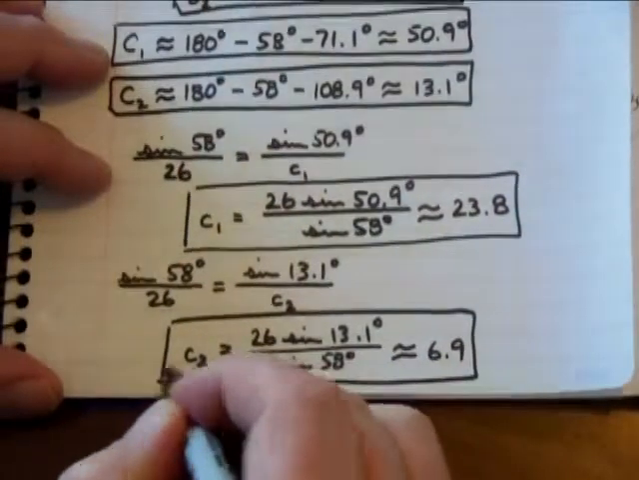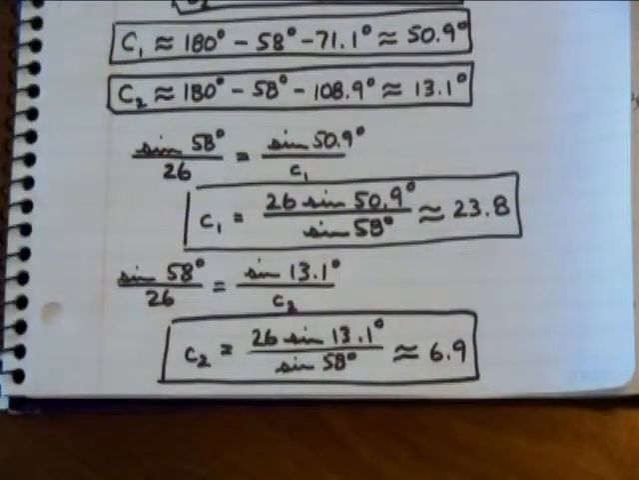So now we have completely found all of the missing angles and sides for this triangle, or in this particular case, two possible triangles that could come from the given information.